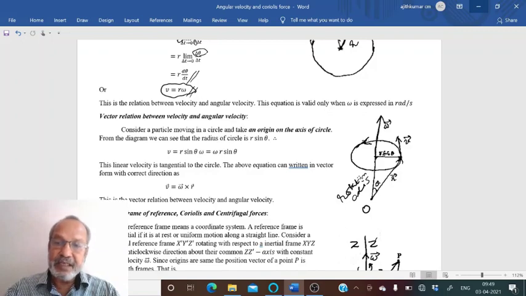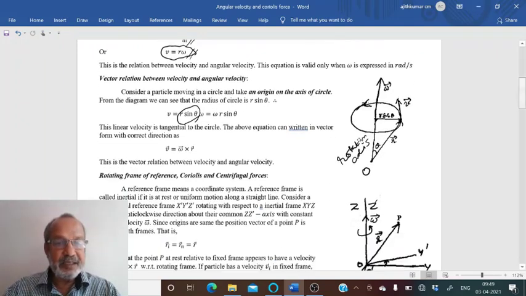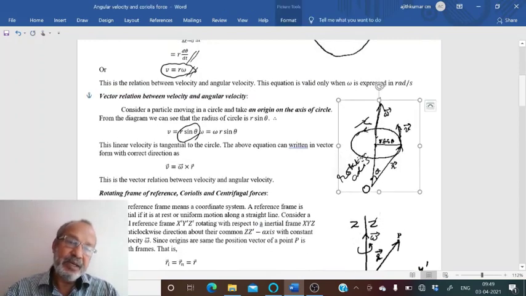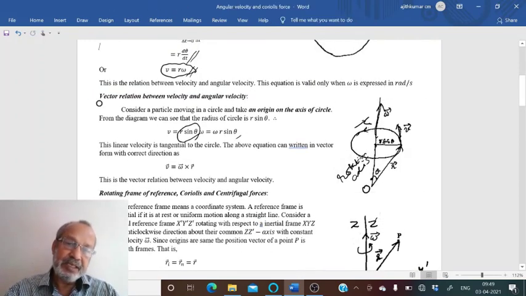Now the scalar relation between linear velocity and angular velocity omega is v equals r omega, but instead of r we have to write r sin theta, because r sin theta is the radius of the circle in which the particle is rotating. So that may be written as omega into r sin theta. This is a scalar relation, but we know the direction of omega. This is the direction of omega, and this is the direction of v. So if you take the equation v equals omega cross r, then you will get the proper direction of v and omega.